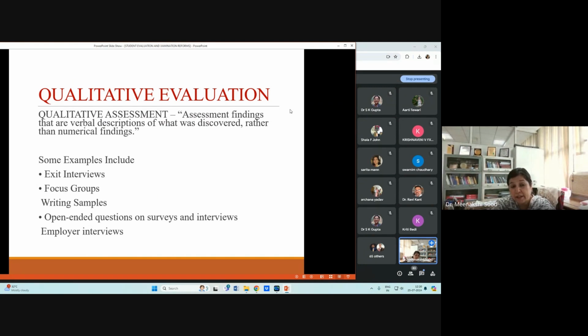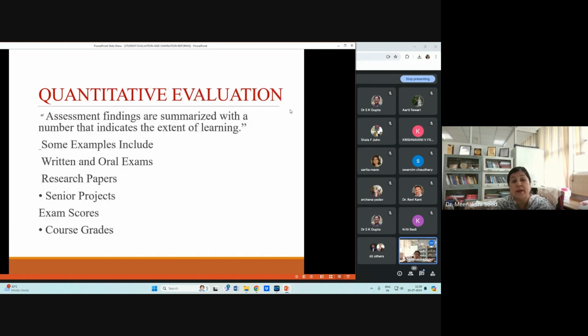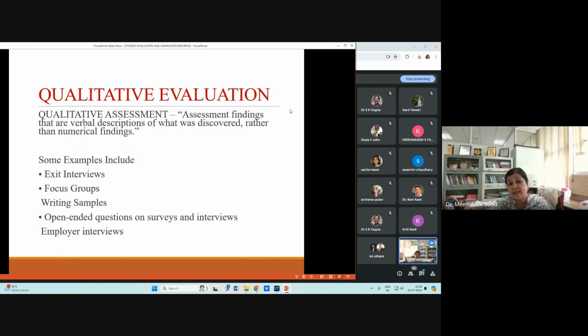So one is qualitative assessment and the other is quantitative assessment. Quantitative, we are doing it. We are giving marks on the basis of the exams which we are taking. We are giving them grades, the projects. But as I said, some qualitative assessment should also be done, right?